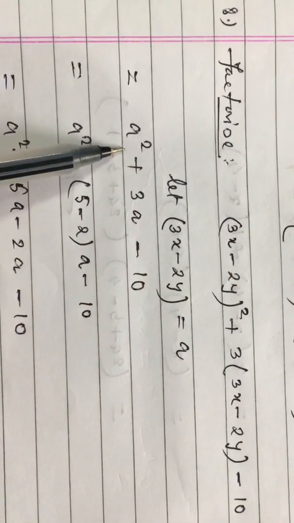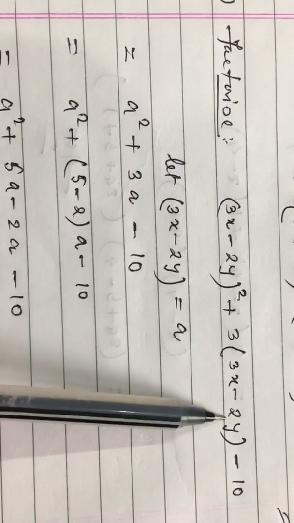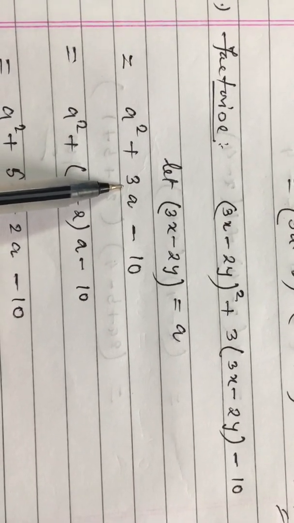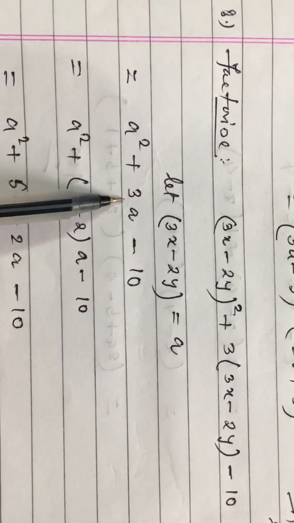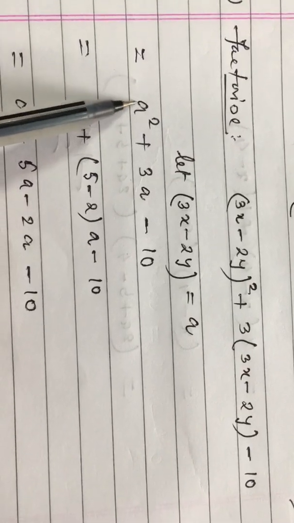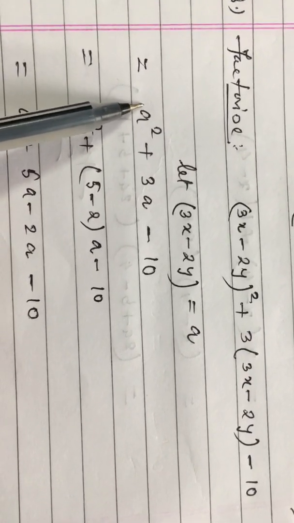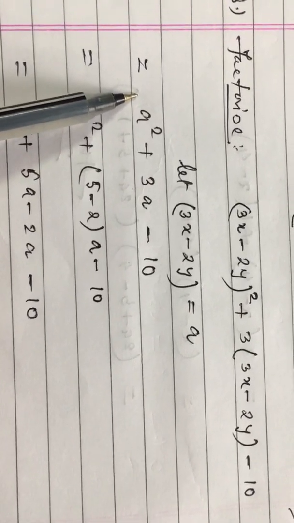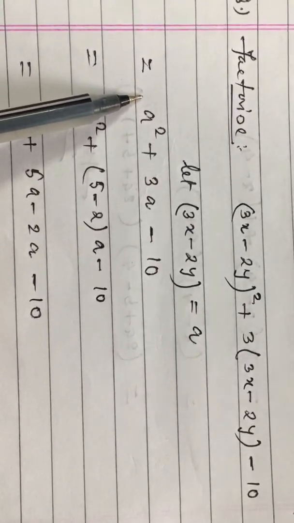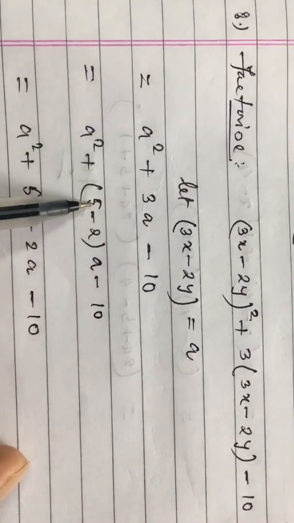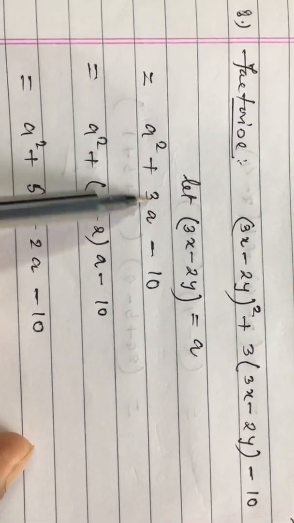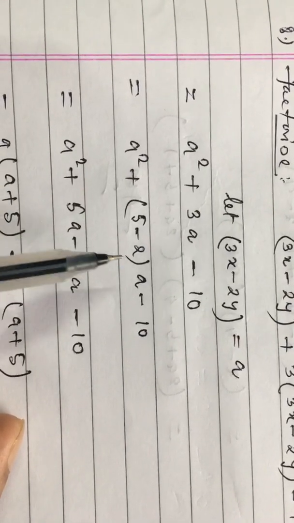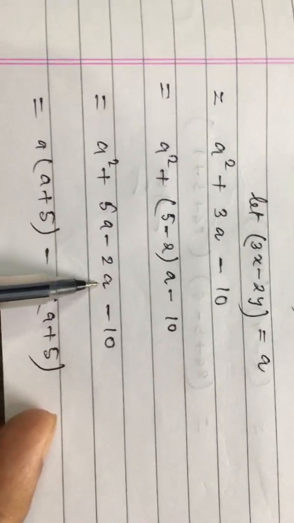It means a square plus 3a minus 10. As in the previous problem, you can take the product of the coefficient of a square, which is 1, and 10, so 1 times 10 is 10, and find out the prime factors of 10. 2 fives are 10. It means 5 minus 2, we can write here 3. So a into 5, 5a, plus minus minus, a into 2, that is 2a.